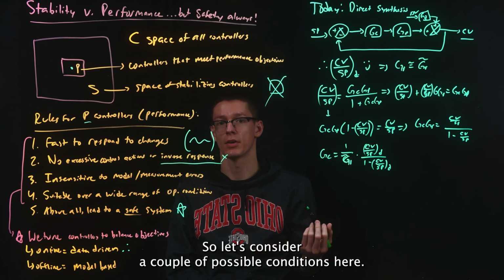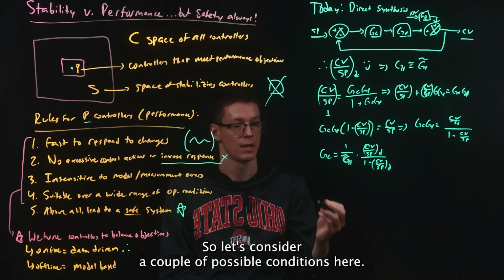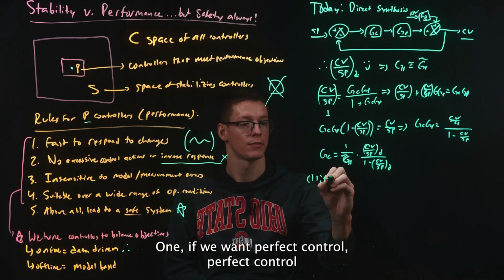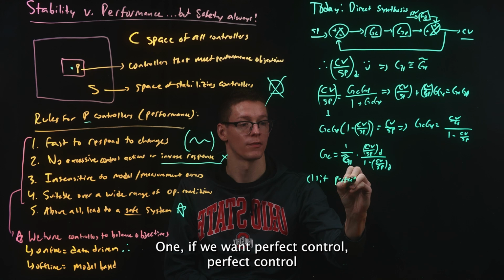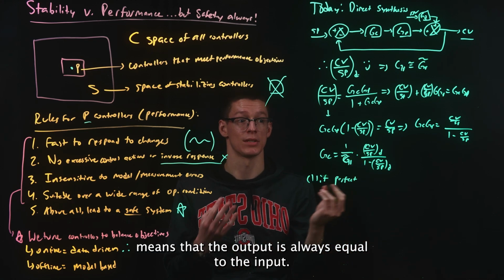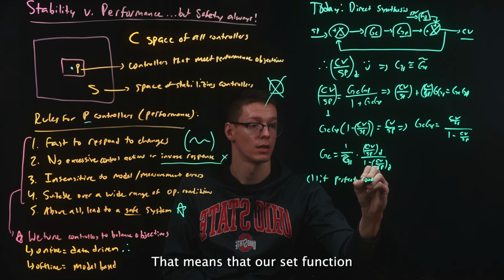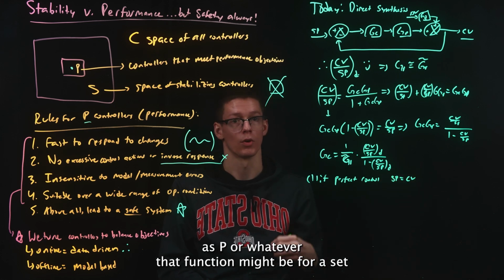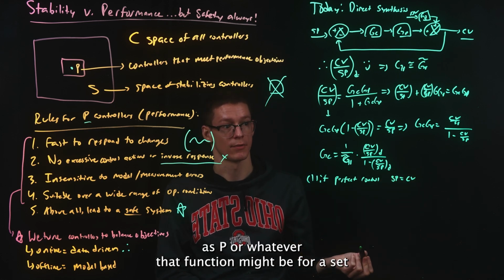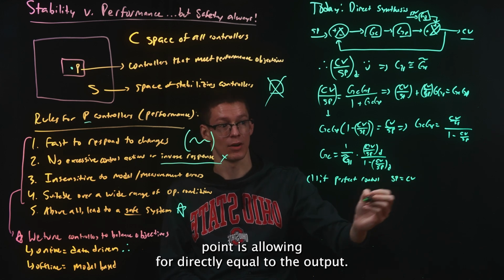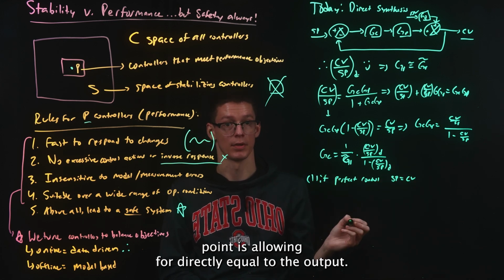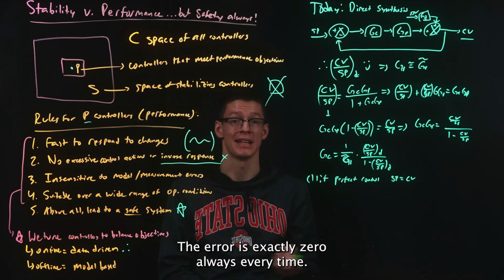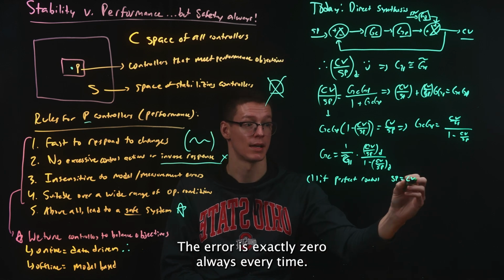So let's consider a couple of possible conditions here. 1, if we want perfect control means that the output is always equal to the input. That means that our set function SP, or whatever that function might be for a set point, is directly equal to the output. Our set point is the desire for the output. The error is exactly 0 always every time.